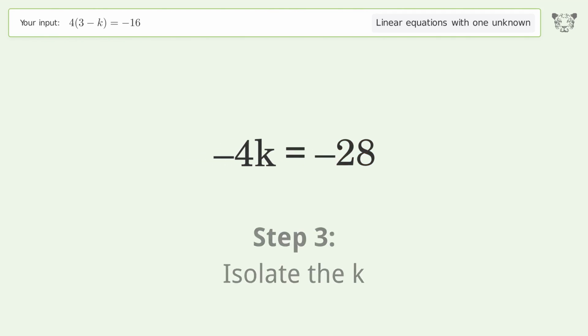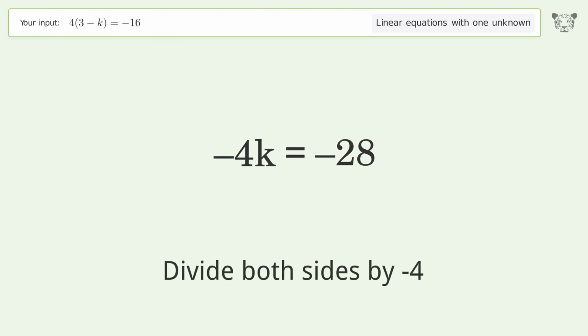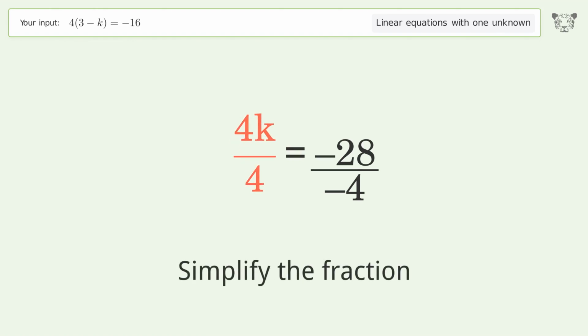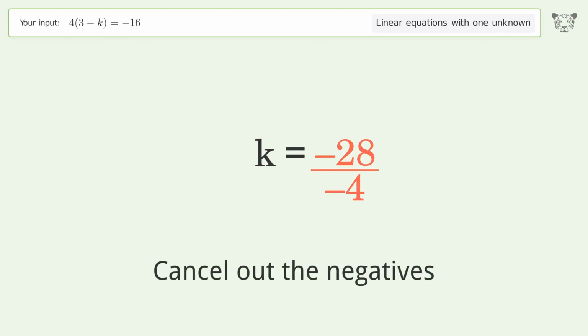Isolate the k. Divide both sides by -4. Cancel out the negatives. Simplify the fraction. Cancel out the negatives.